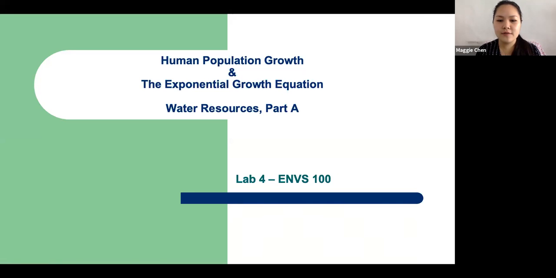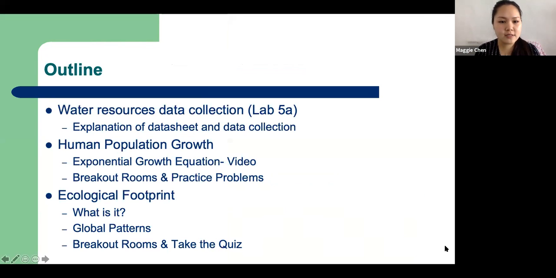Today we're going over Lab 4, Human Population Growth and the Exponential Growth Equation. Bouncing off of what we were going over last week with the exponential growth models, we're now actively using this equation and looking at the variables for different case studies, different questions, and how we can solve for different variables using these equations.